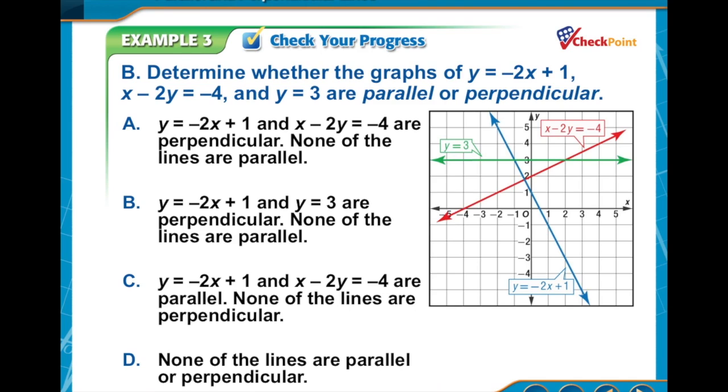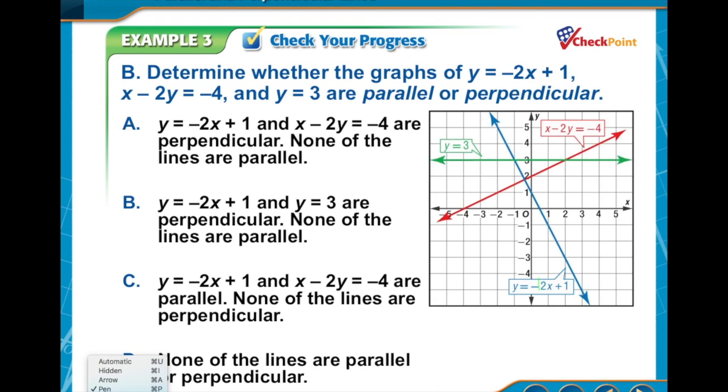So another way to think about perpendicular lines is that they intersect and form right angles. So clearly this green line does not intersect and form right angles with any of these lines. But the red line and the blue line look like it could be close. Those may in fact be perpendicular. So the way to check that is to compare the slopes and see if they would multiply to negative 1.